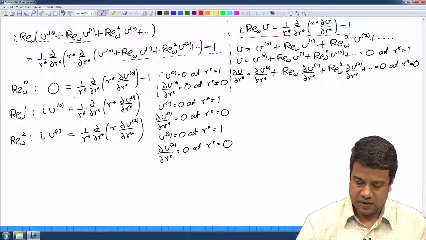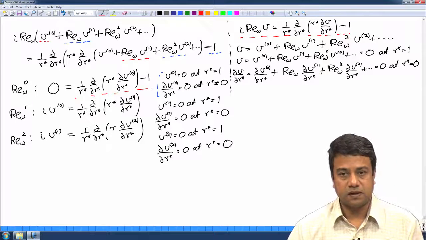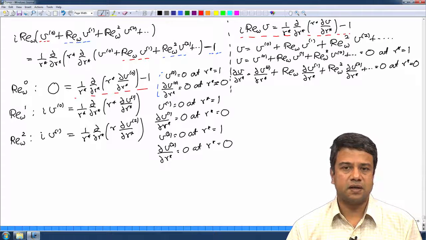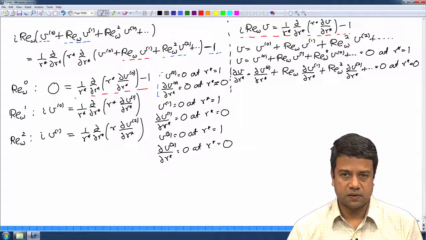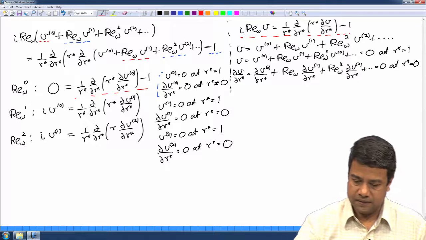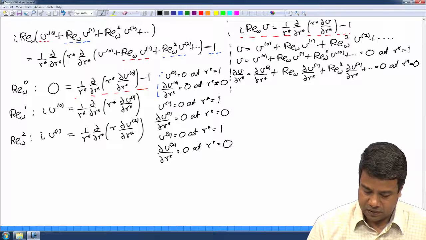For the first equation, it contains only V0 and the inhomogeneous term. This was exactly the same equation that we had in the limit of 0 Reynolds number, which we had just analyzed. This is the same equation, the 0 Reynolds number equation that we had just analyzed. Therefore, we have a solution for that. We have a solution for the first equation.